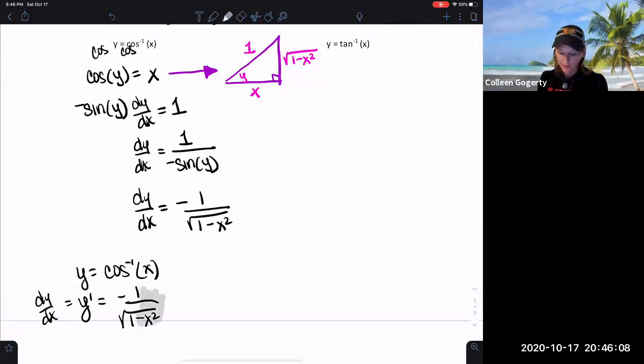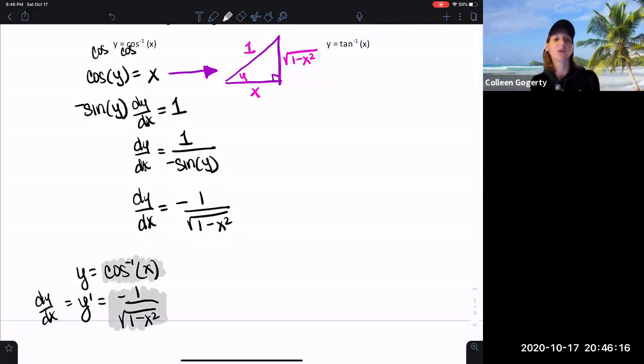And here is another derivative that I need to know. Cosine inverse, its derivative is negative 1 over the square root of 1 minus x squared. So very similar to sine inverse, but it's negative. So we've got to be careful with that.